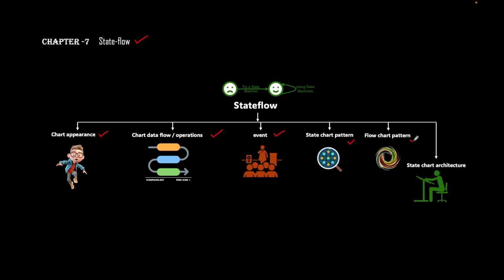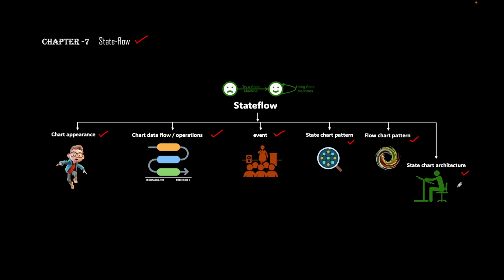And next is different flowchart patterns. So as we already know, we have different flowchart patterns that are available in the Stateflow. So those we will be seeing, like how we can use it according to the MAAB guideline. And then state chart architecture. So how you should organize all the blocks inside the Stateflow chart. So about that we will be seeing in detail.